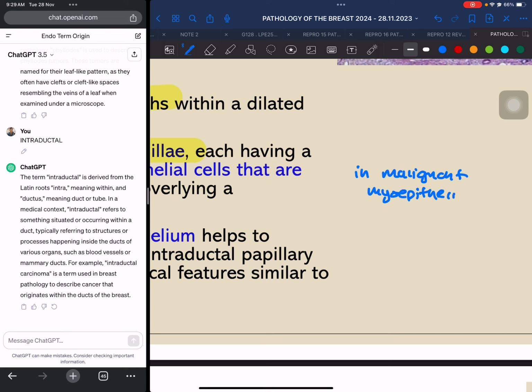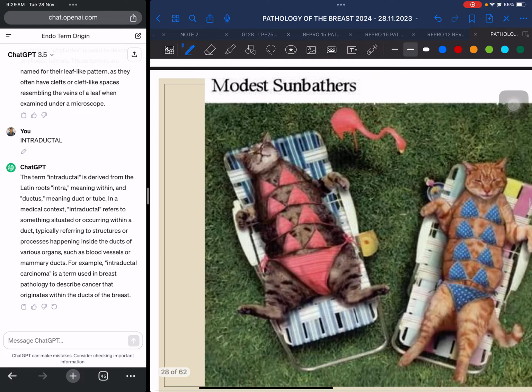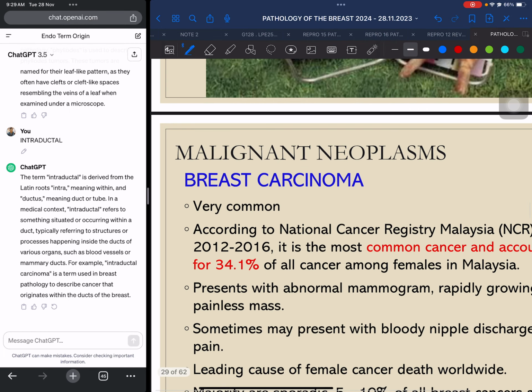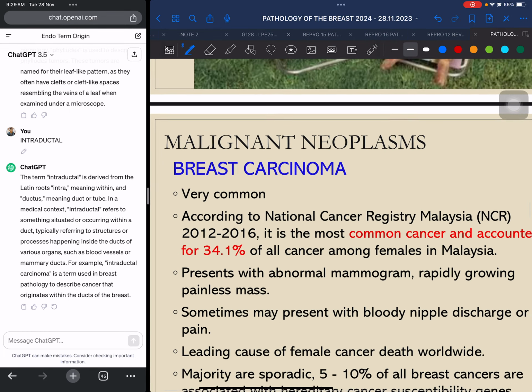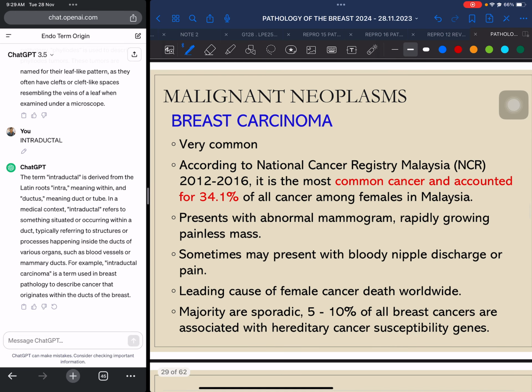Next we go to the malignant neoplasm, breast carcinoma. We are going to elaborate a bit more on this because it is very, very important. It is common in our country. It is the commonest type of cancer among females. According to the National Cancer Registry, they are common.